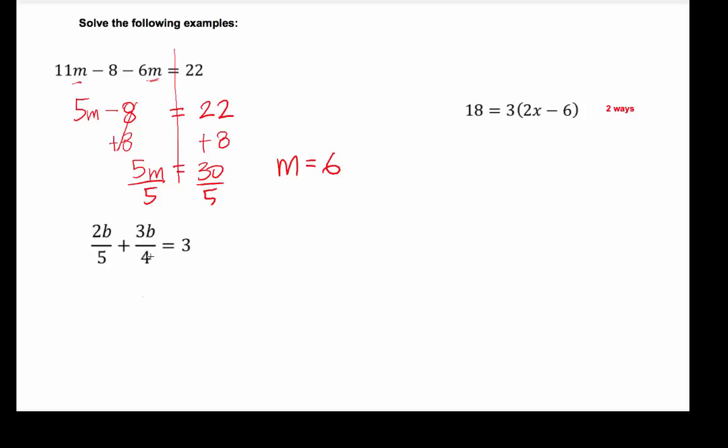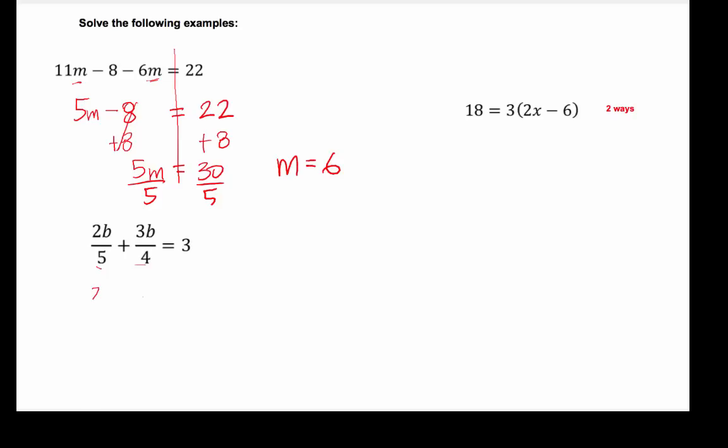Okay, our second example here, we have two fractions. We have b in both numerators, so we want to be able to add these two together to combine like terms. We can't add them together as they are because we know that we need a common denominator here. We have denominators of 5 and 4. So how do we get a common denominator? Well, we look for the least common multiple of both 5 and 4. And in this case, that's 20. So we have to convert each one of these denominators to 20, essentially, and then we'll be able to add these two together. How we do that, 5 times 4 is 20.